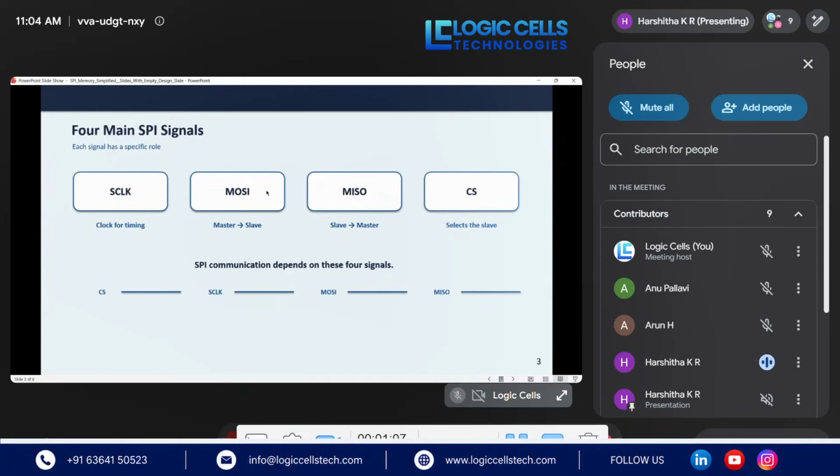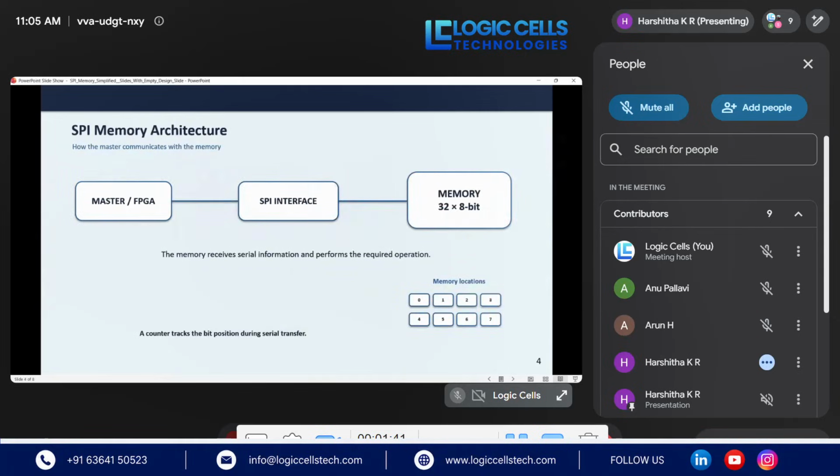Here we can see the four main SPI signals. First one is the serial clock. It is a clock signal and it controls the timing of data transfer. Second one is the master output slave input, and it carries the data from master to slave. Third one is the master input slave output. It carries the data from slave to master. And the last one is the chip select line. It selects the required slave and starts the communication. So these four signals work together to complete the SPI communication.